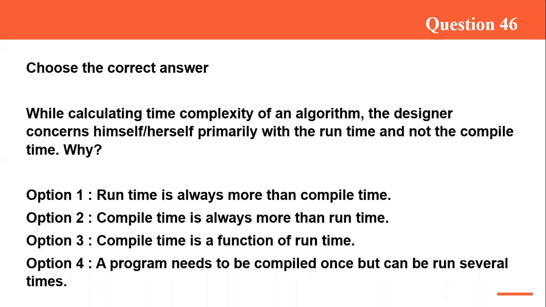While calculating the time complexity of an algorithm, the designer concerns himself or herself primarily with runtime and not the compilation time. Why do we need to worry about runtime only? Very simple thing. Because we do compilation only once, but run multiple times for multiple inputs. We compile the program once. Once the compilation is successful, by giving different inputs, we'll run it multiple times. So we think of the logic in terms of runtime, not compile time. The number of compilations is only one, but running is multiple times.